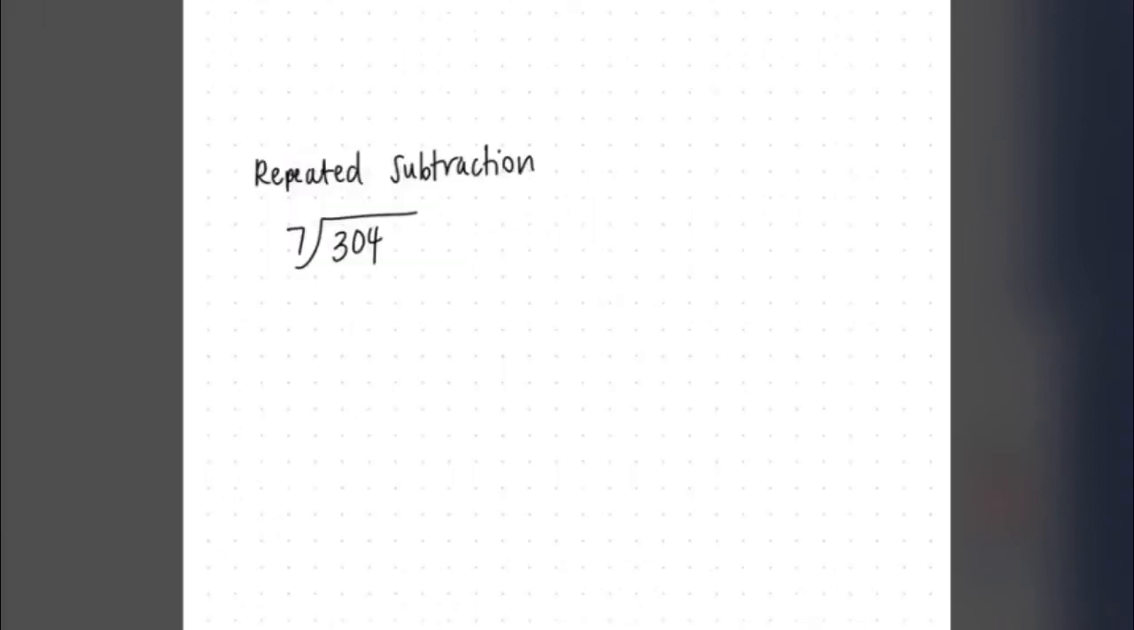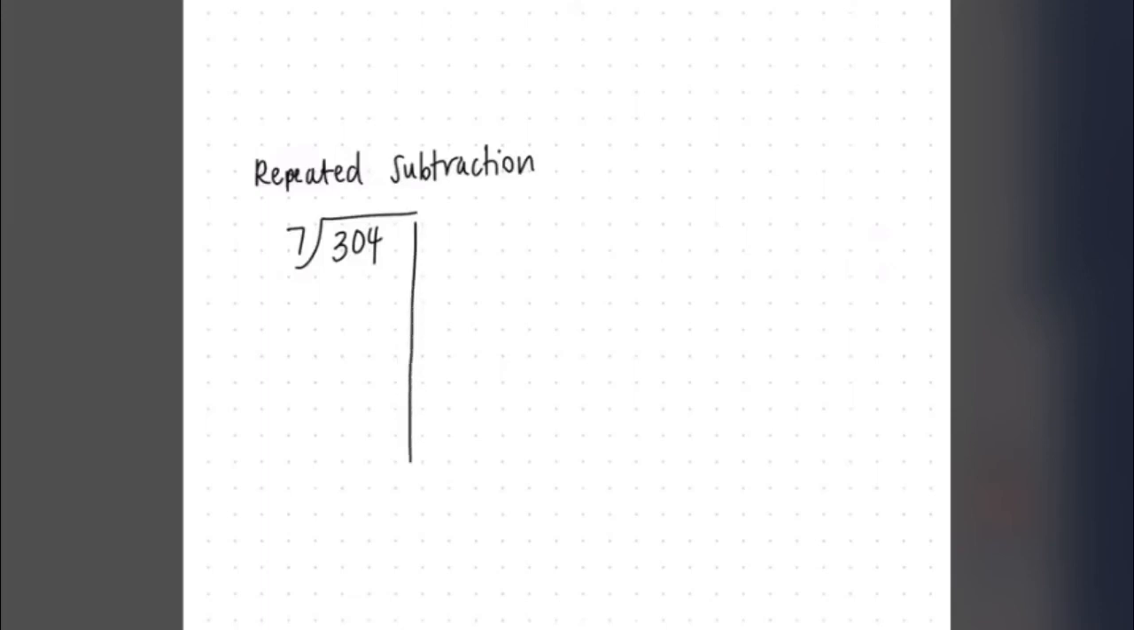So let's try another symbolic method. I'm going to introduce you to repeated subtraction. It's quite simple. It's a form of solving division equations whereby we subtract the divisor from the dividend repeatedly. So we could just subtract 7 from 304 until we have 0 or a number that is less than 7, but that would take a very long time. So instead, we are going to use multiples of 7.